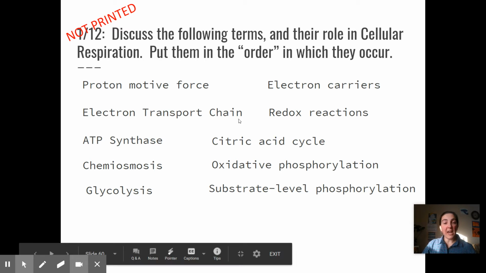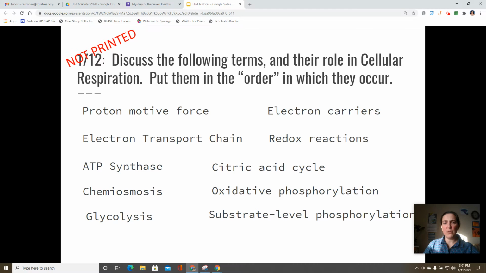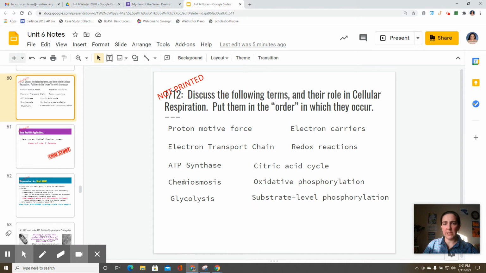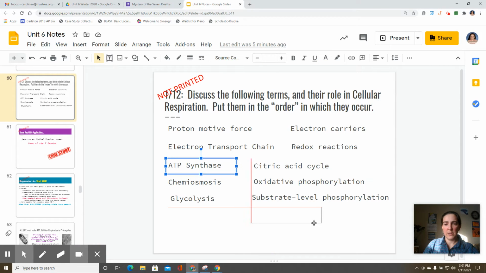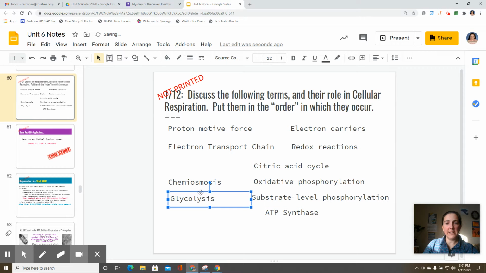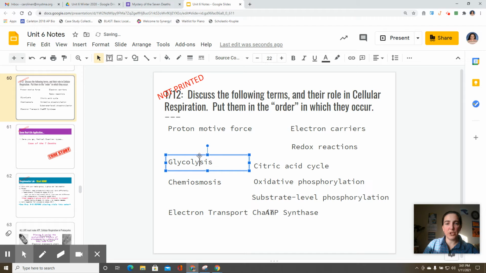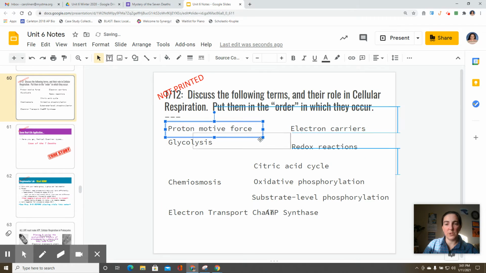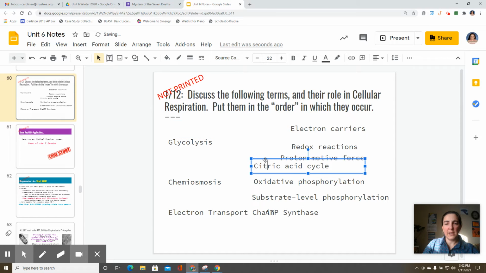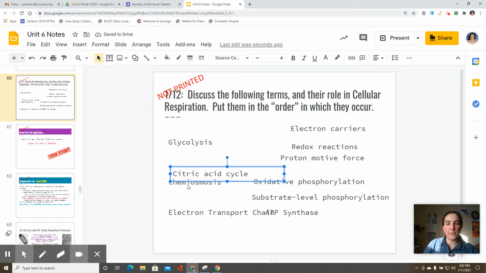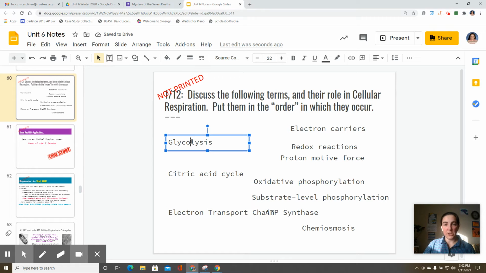So looking at this, I would start out by rearranging the ones that I know go in a certain order. I know that glycolysis is the first step, so I'd move that one up towards the beginning. The electron transport chain is the last step. And the citric acid cycle is in the middle. So those are our three main steps of cellular respiration.